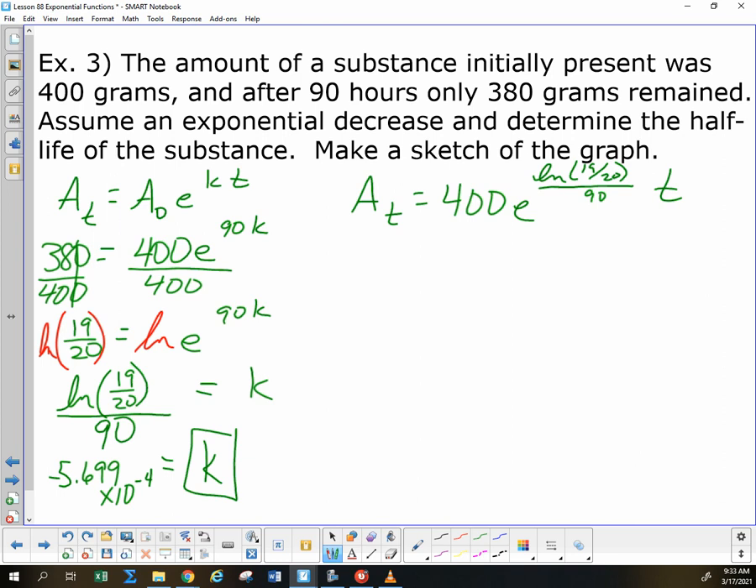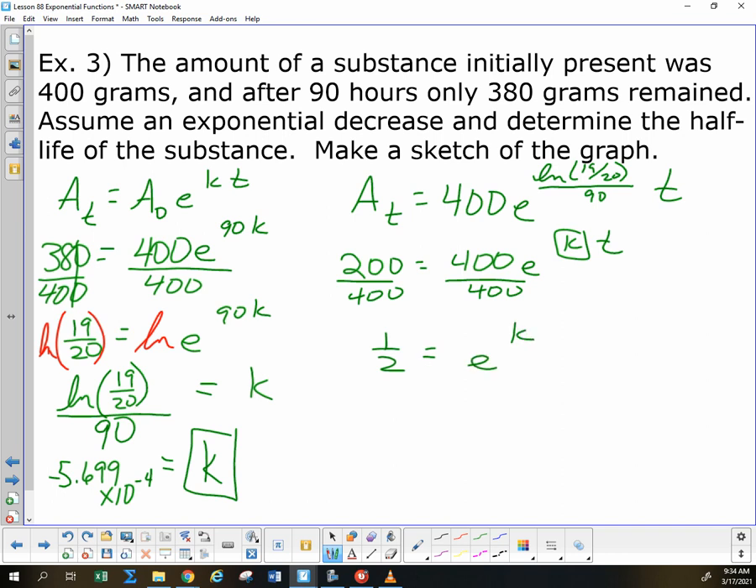So, two ways you could set this up. You could say, if I start with 400, the half-life is talking about when do I get to 200. So you could put a 200 in here, so I want to know the time when the amount is now 200 instead of 400. And solve it from there. Or, if you solved it from there, what would be the next thing you do? You divide by 400, right? Which would mean you would have a half is just e to the kt.